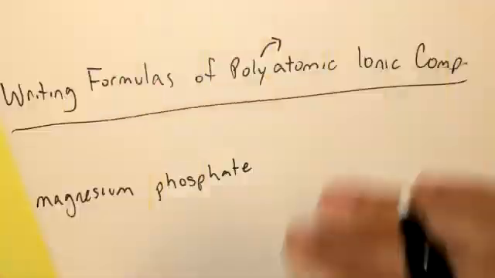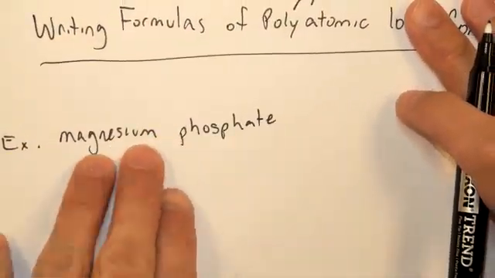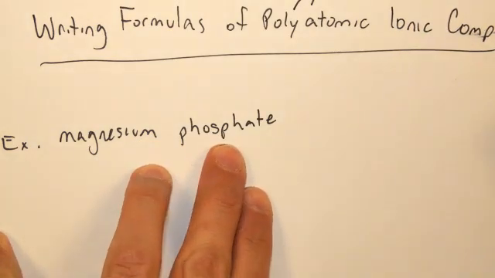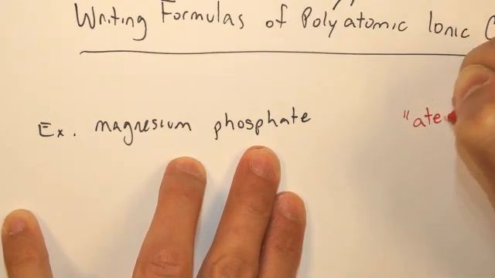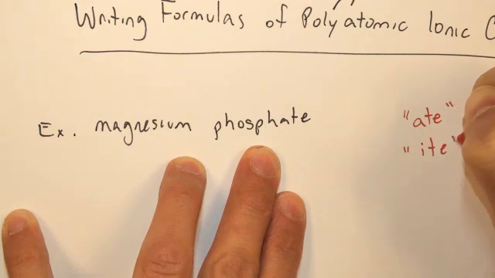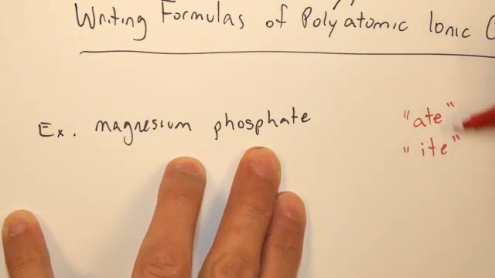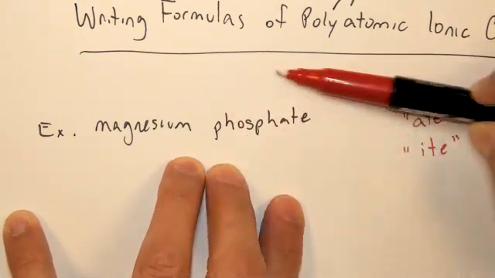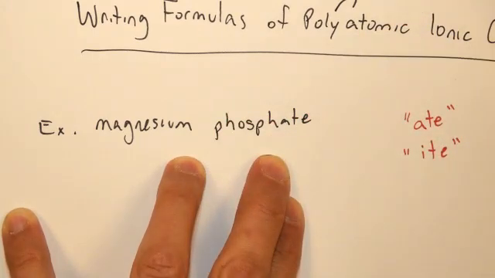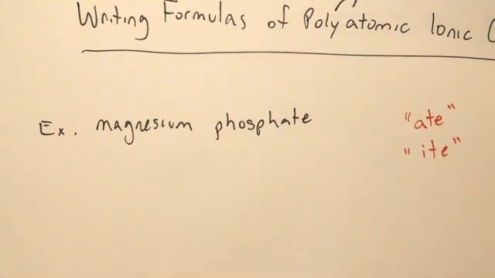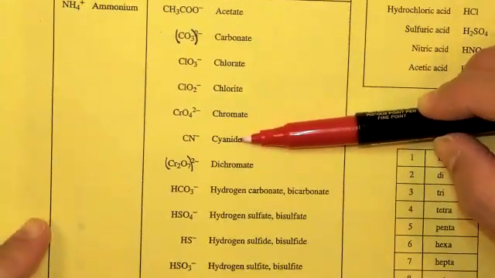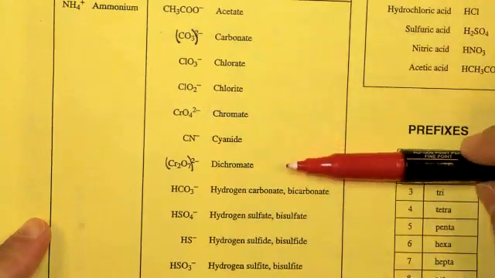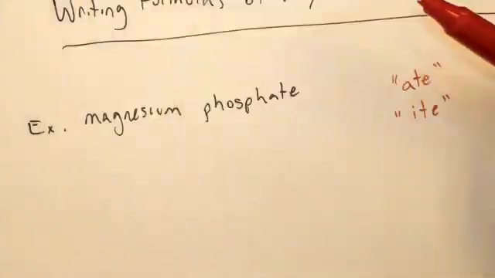Now, when we go to take the name and put it in the formula, we have to recognize that there's a polyatomic present. How do we do that? Well, most polyatomics end in ate or ite. And that would help us recognize that we need to look at the back of our chart to find out which elements are together to create this compound. Now, some of the polyatomics do end in ide, and they're a little bit trickier to recognize, but the more that you use them, you'll start to recognize which of those they are.